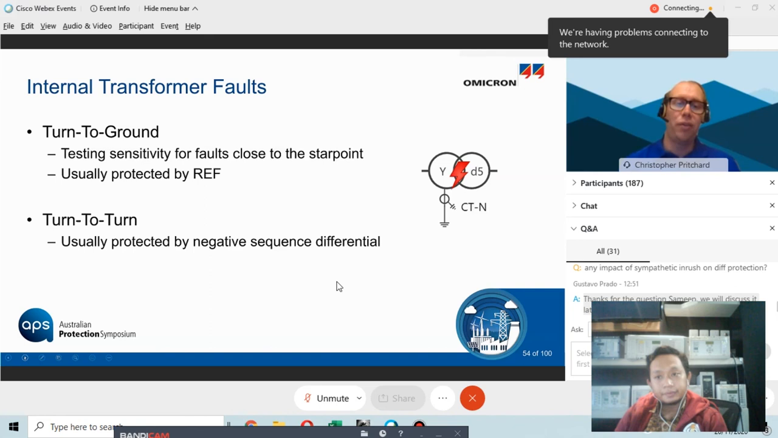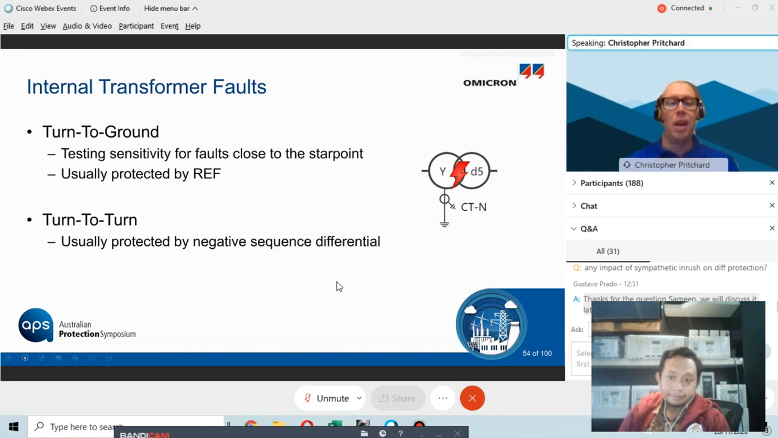Place an internal fault on the transformer, turn to ground and close to the start point, and you can actually see at which point the normal differential element stops picking, and the REF protection is starting to pick. So that's again straightforward to test. Of course, it's also possible to do this with turn-to-turn faults if you, for example, want to test a negative sequence differential.